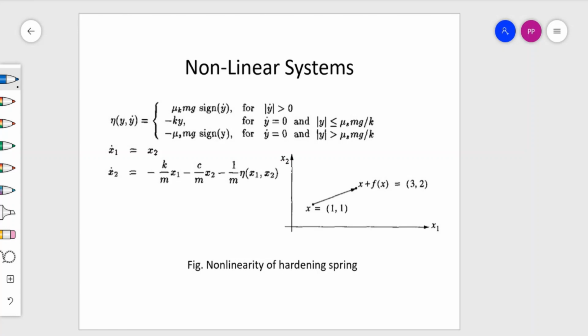From there we are moving to x plus f(x), where f(x) is showing a model of the nonlinear system which is bringing x from one point to another, where the value is 3, 2, where 3 is x1 and for x2 it is 2. So this complete directional movement helps us in understanding the behavior of the system.